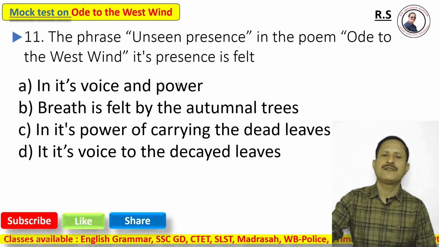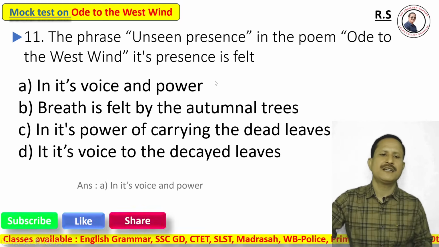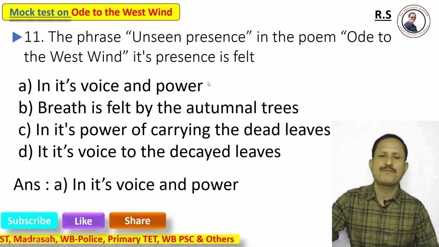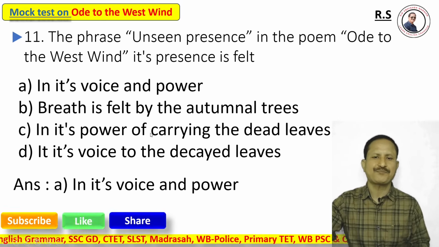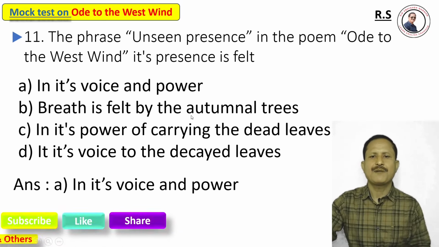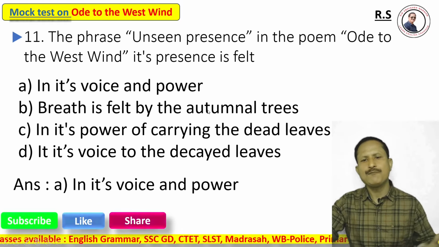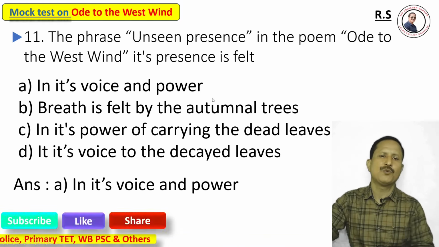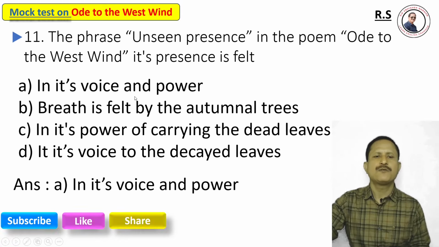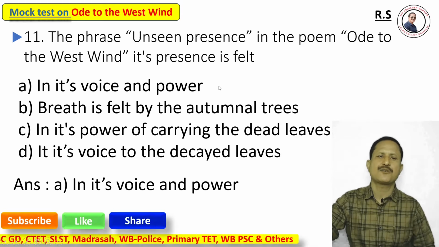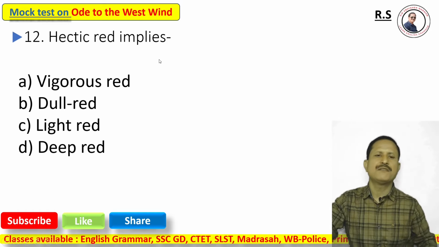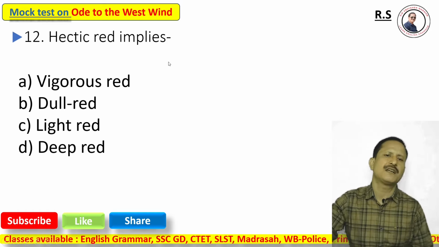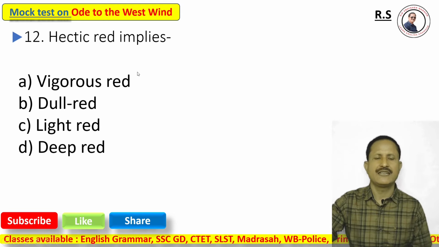These are very confusing options, and the correct option is option A, in its voice and power. Apparently, most of the students or candidates may think that breath is felt by autumnal trees. At the time of blowing a powerful wind, it produces voice also, and that's why the right answer is option A. Next question number 12. Hectic rate implies. What does the hectic rate indicate?